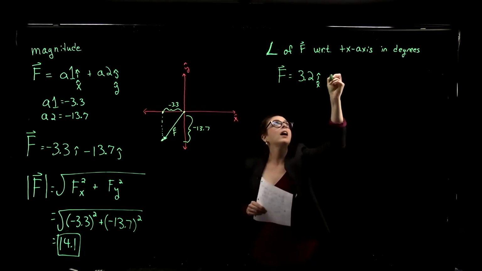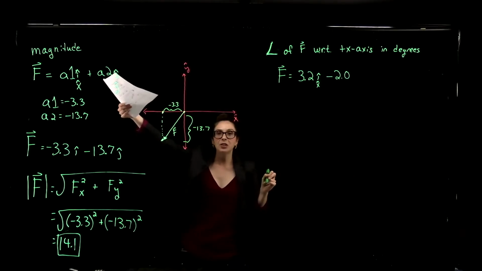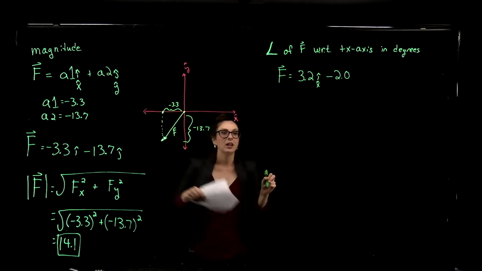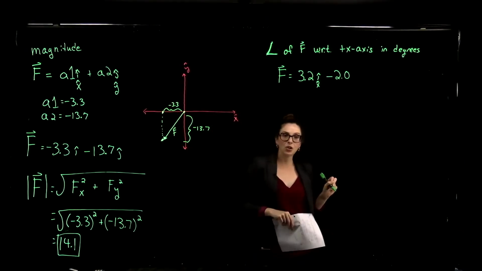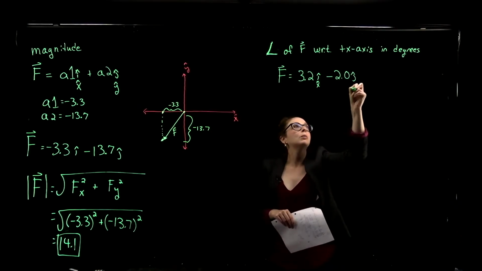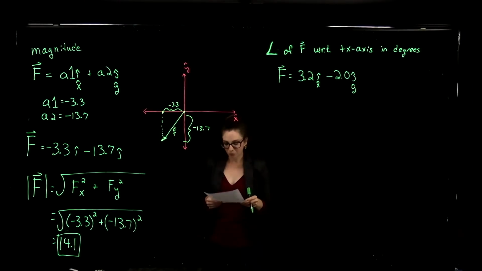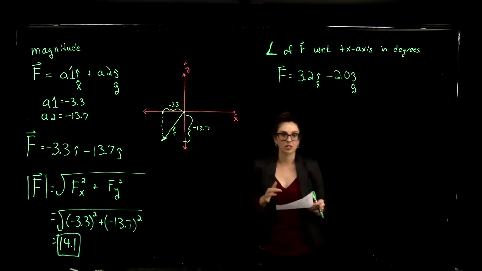And then it has a value for a2, that's my x component of my vector. I'm given a value of -2 for that. So -2 j hat, which remember is also y hat. Okay, so that's my vector here. And I want the angle that this makes with the positive x-axis in degrees.